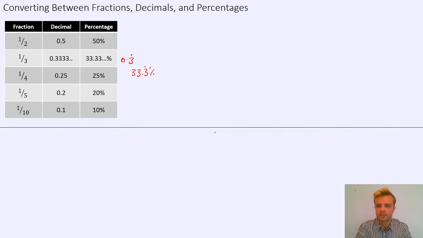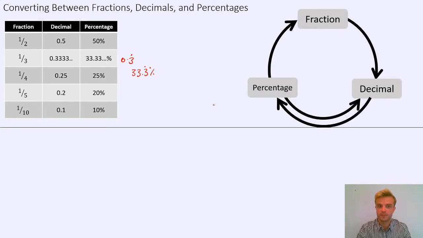But what about the more complicated ones, the ones that you aren't expected to just remember? Well, you can convert between them, and I'm going to explain it a bit like this. So let's start with the least complicated ones. To turn a decimal into a percentage, so to turn something like 0.3 into a percentage, you just multiply it by 100. So 0.3 multiplied by 100 is 30%.